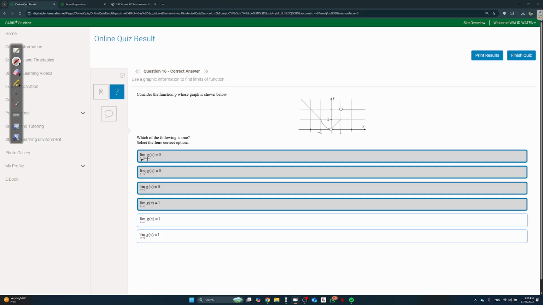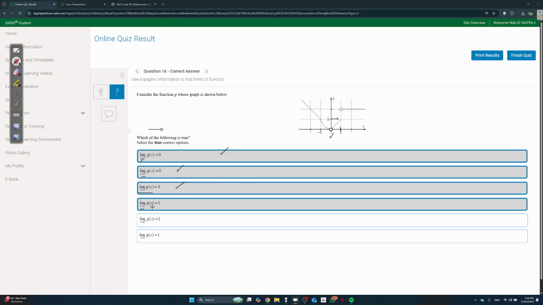As you approach 0 minus, so that means we're approaching it from the left side, the limit is 0. When we're approaching it from the left side, as you can see, you're approaching 0, so that's correct. As you're approaching 0 plus, from the right side, you're also approaching 0, so that's also correct. As you approach 0, no plus, no minus, it's also 0, which is also correct.